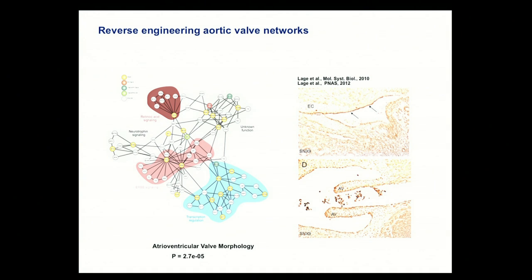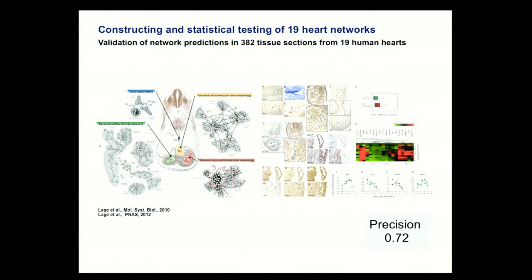Again, it was also expressed in later stages of aortic valve development, again in the leading edges of the valve that's growing. So I wouldn't call this a complete proof that SNX9 is involved in aortic valve development, but it's strong supportive evidence. And in fact, we didn't just make a heart valve network, we made 19 different networks of 19 different anatomical structures in heart development.